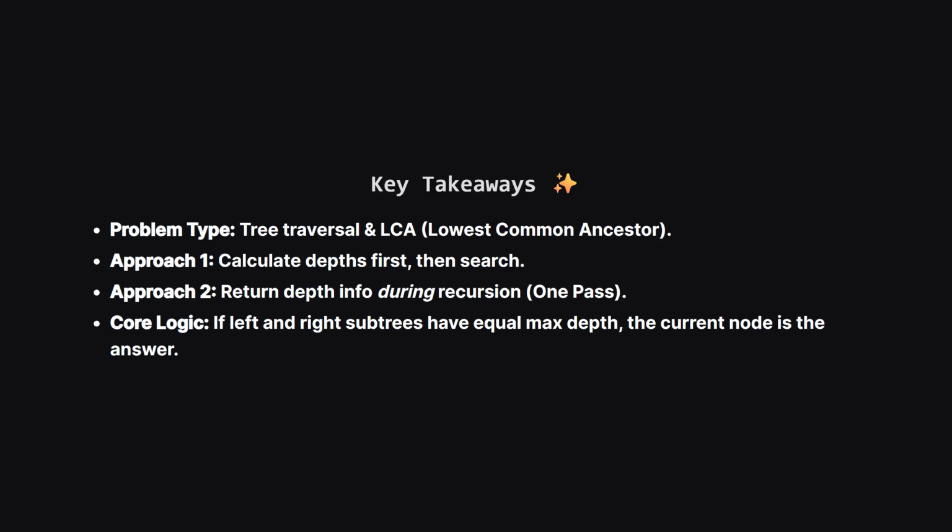So let's wrap it up. We learned that this problem is really about finding a lowest common ancestor based on depth. We saw two ways to do it, either by mapping out all depths first, or by being clever and bubbling up depth information as we recurse back up the tree. The one-pass recursion is generally preferred because it's cleaner, but understanding the two-pass method helps build intuition.